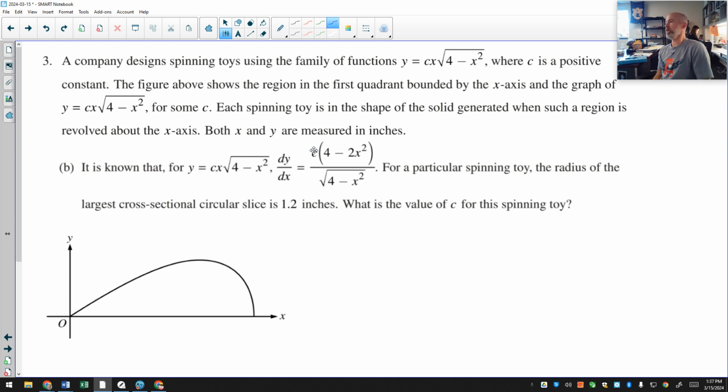It is known that they brought the C back. Can we just make it 6 again? No, because they're asking for the value of C. It's probably not 6. All right. So for this equation, they gave me the derivative. That's pretty nice because that would be an evil one.